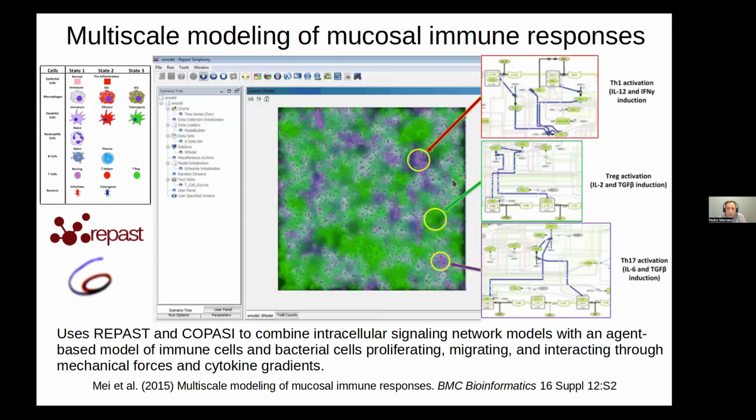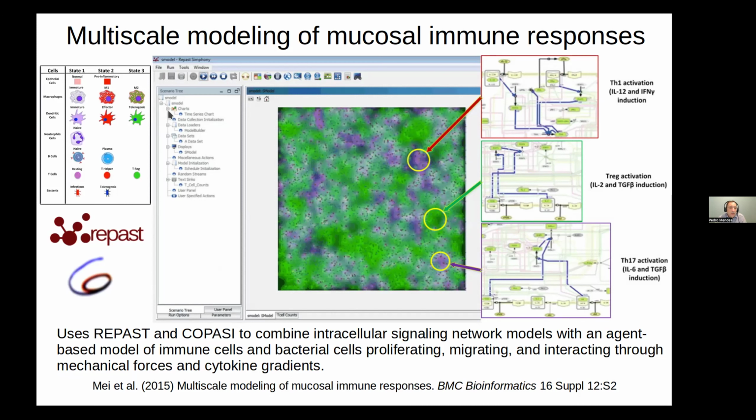So moving on to another different approach. This one was carried out with another framework called Repass, which is I believe a Java-based environment. And in this case, they modeled a mucosal immune responses. So they're simulating a portion of a mucosal tissue, which contains a very large number of cells of different types, as you can see here, various types of immune cells, but also of bacteria. You'll see the small dots are bacteria, and the larger colorings are the different cell types.